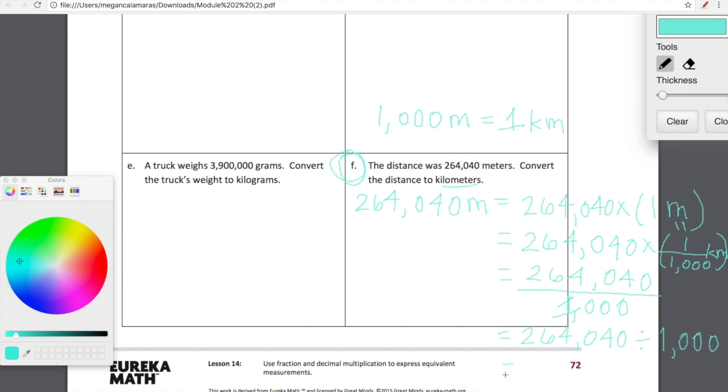When we divide 264,040 by 1,000, this number is going to grow smaller. We're going to shift these digits to the right 1, 2, 3 place values, and we're going to end up at 264 and 4 hundredths kilometers. Okay, so 264,040 meters is equal to 264 and 4 hundredths of a kilometer.